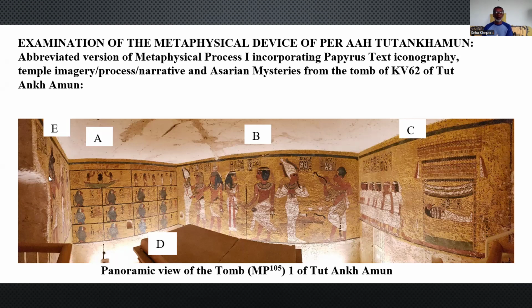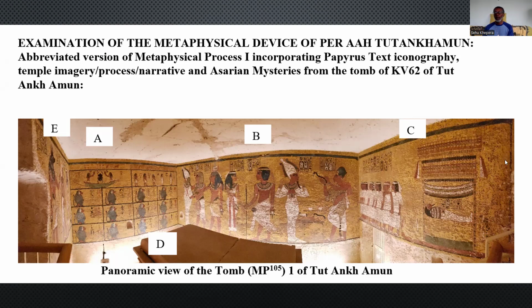So this whole device lays out a metaphysical process, a metaphysical initiatory narrative that takes place in the Dua, in the astral plane. And so the segment of the Amduat text has profound implications for what occurs on this southern wall and the northern wall.